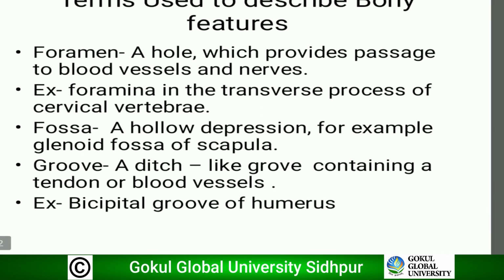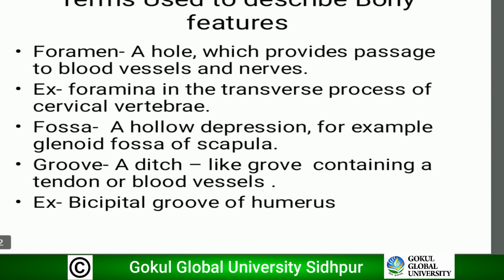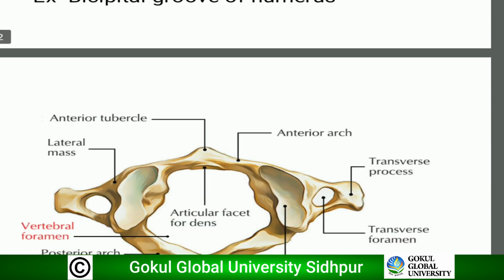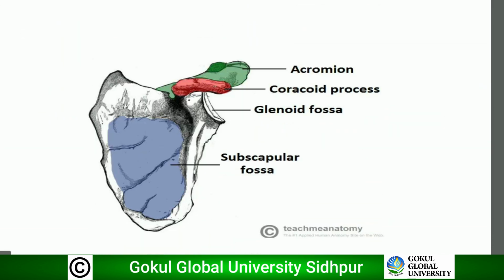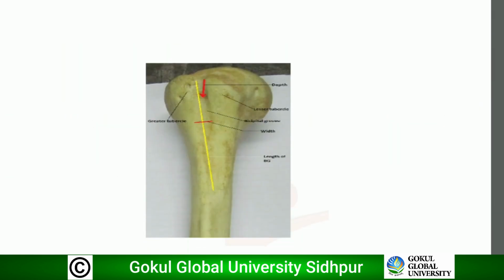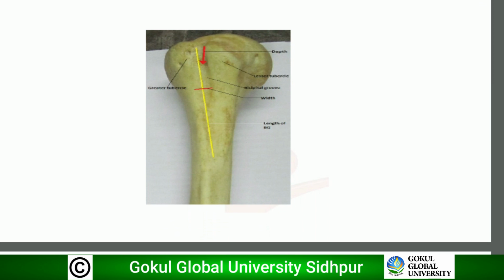The third one is a groove, a ditch-like groove containing tendon or blood vessels. Example, the bicipital groove of the humerus. In this diagram you can see the bicipital groove; because it lodges the tendon of biceps brachii, it is termed the bicipital groove. A ditch-like groove which lodges the tendon or vessels.